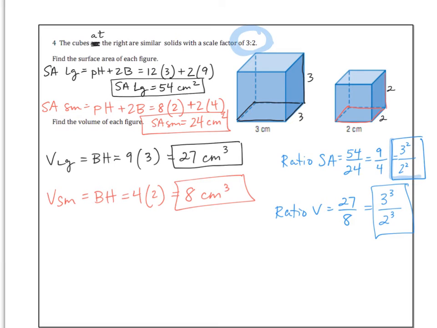Now look at this. The ratio between the surface areas is 3 squared to 2 squared, and the ratio between the volumes is 3 cubed to 2 cubed. So the first one had an exponent of 1, the second one had exponents of 2, and the third one had exponents of 3. This is not a coincidence. This will happen every time when you compare similar figures.